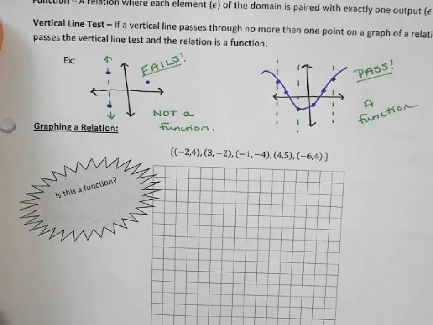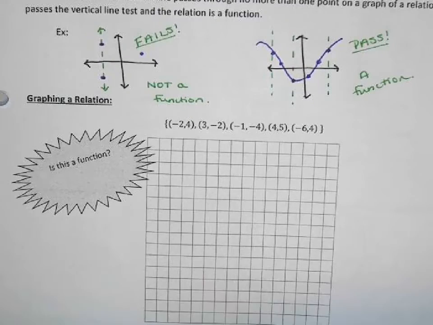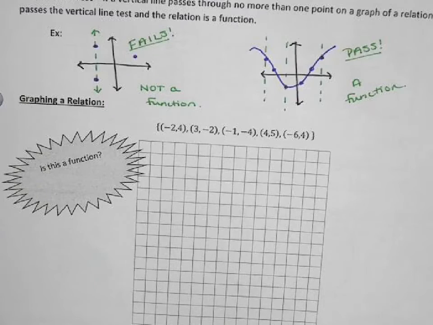All right, so we have to graph a relation. And when we graph a relation, we just are graphing the coordinate points. So let's draw in our axes here.